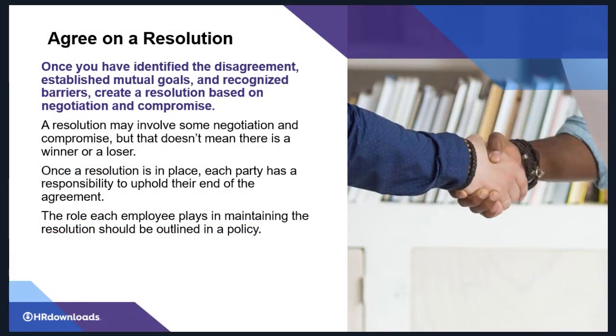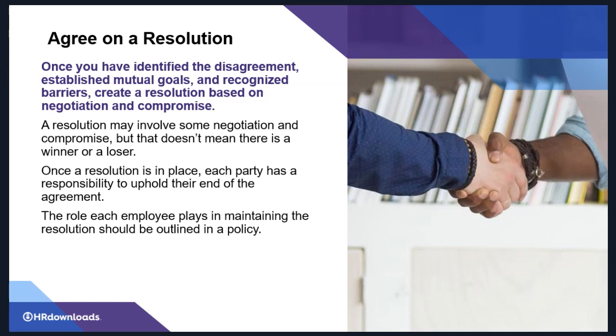The final step and end goal of the conflict resolution process is to have both parties agree on a suitable resolution. Once you've identified the source of the disagreement, established mutually agreed upon goals, and recognized any barriers holding you back from resolution, come up with a resolution based on negotiation and compromise. This should be much easier to do. Consider a resolution that both parties are satisfied with, even if it wasn't the individual outcome that each person wanted for themselves coming into it. Remember, a resolution may involve some negotiation and compromise, and that doesn't mean that there's going to be a winner or a loser.